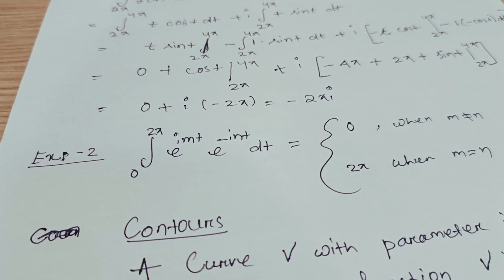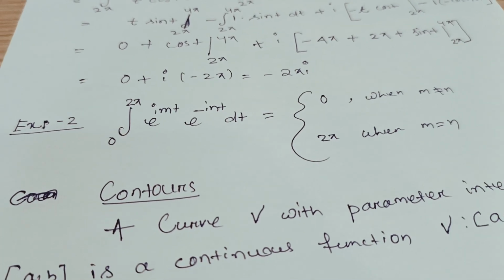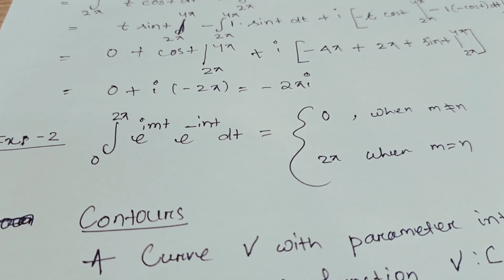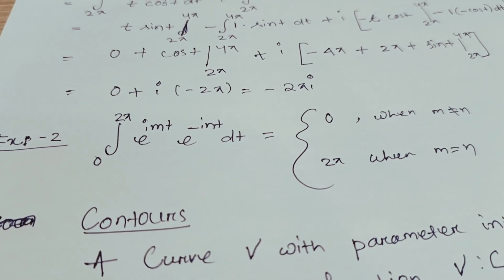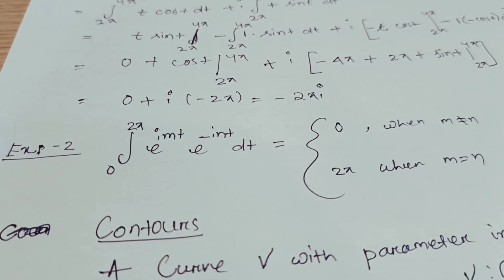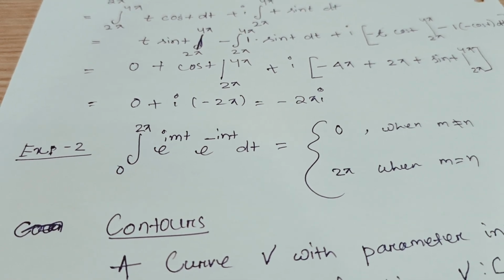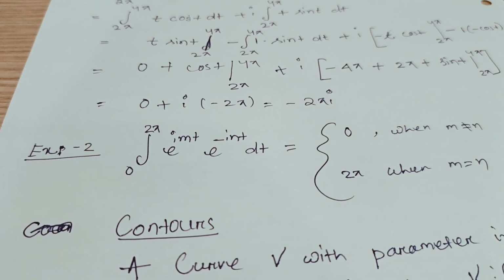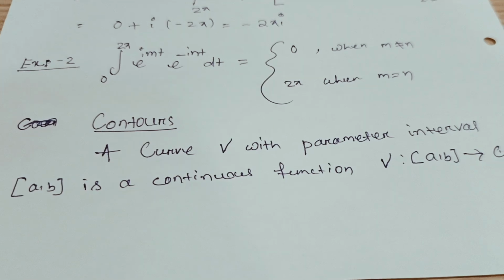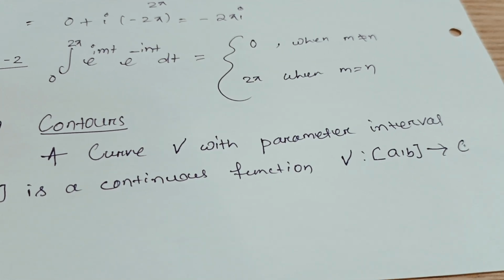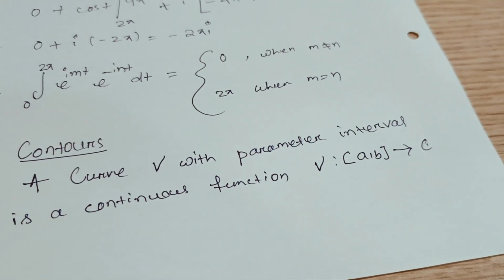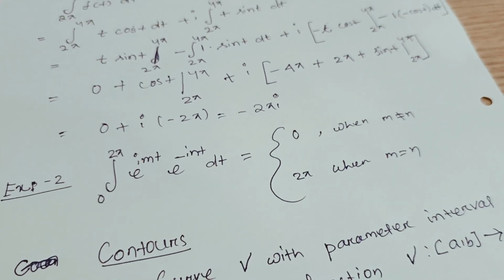Next, we want to define what is called a contour integral. We have a complex variable, and we would like to define its integral over a piece of string or curve in the complex plane, where the curve has a certain property, a directed curve. So we use contours. What is a contour? A curve gamma with parameter interval [a,b] is a continuous function gamma from [a,b] to C.